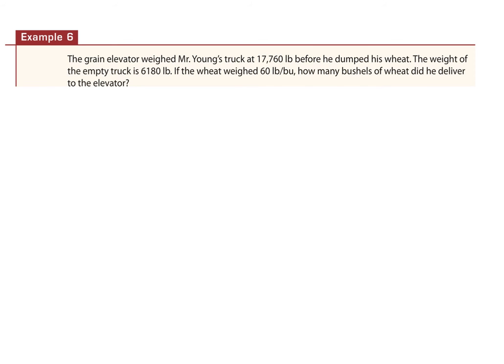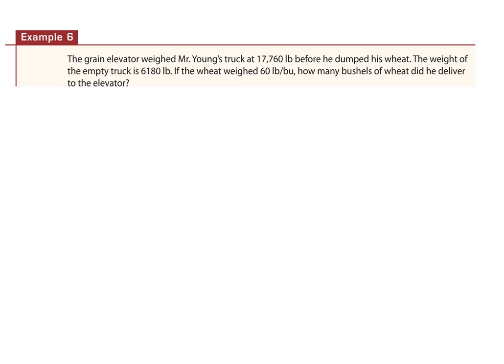The grain elevator weighed Mr. Young's truck at 17,760 pounds before he dumped his wheat. The weight of the empty truck is 6,180 pounds. If the wheat weighed 60 pounds, how many bushels of wheat did he deliver to the elevator? And it's pounds per bushel here.